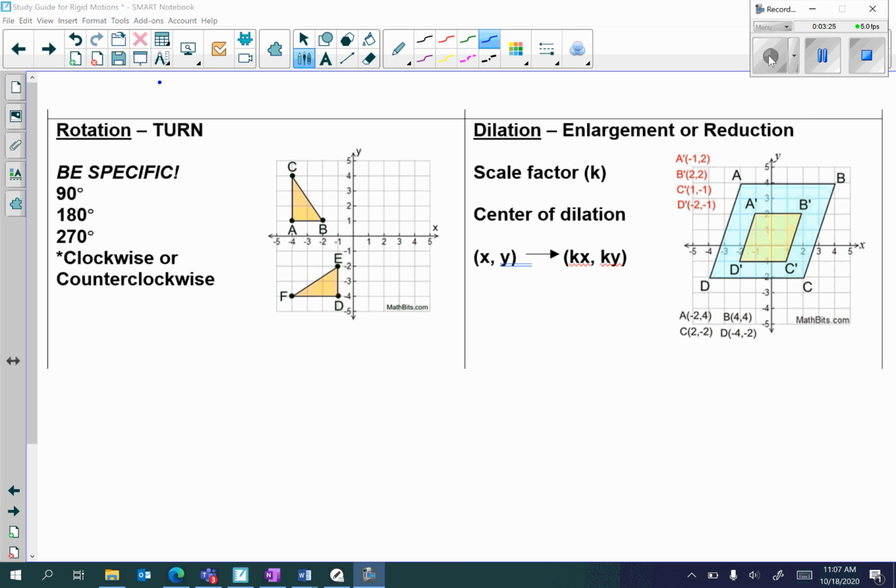Next, we have a rotation. A rotation is a turn. Remember, with a rotation, you have to be specific and say if it's a rotation of 90 degrees, 180, 270, if it's clockwise or counterclockwise, and you have to remember to also state the center of rotation.